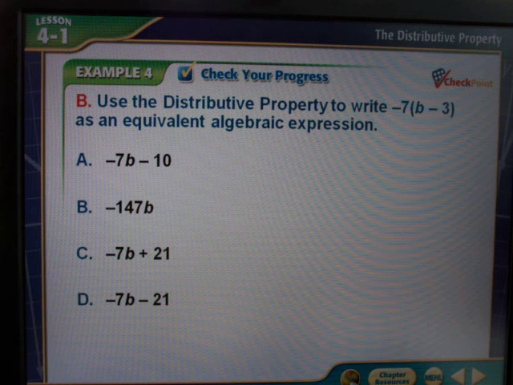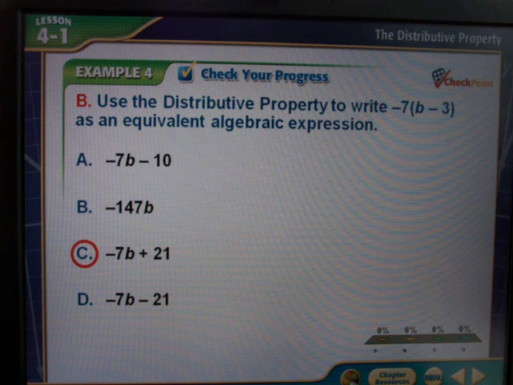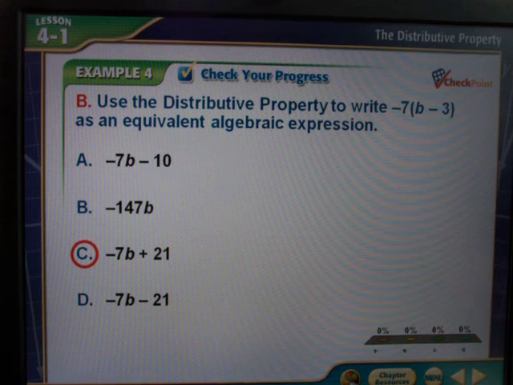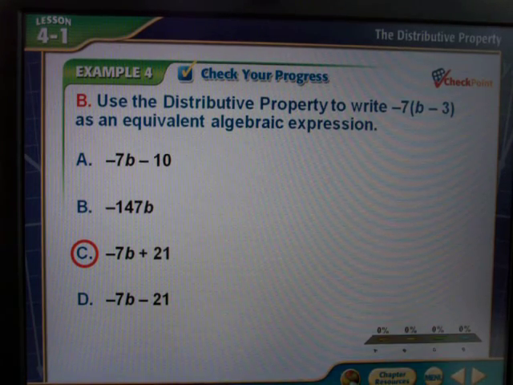Now try this one. Using the distributive property, I want you to write a negative 7 times the quantity b minus 3 as an equivalent algebraic expression. Is the answer A, negative 7b minus 10, B, negative 147b, C, negative 7b plus 21, or D, negative 7b minus 21? And your answer is C. If you thought it was D, it's because it is negative 7 times negative 3, and that gives you that positive 21.